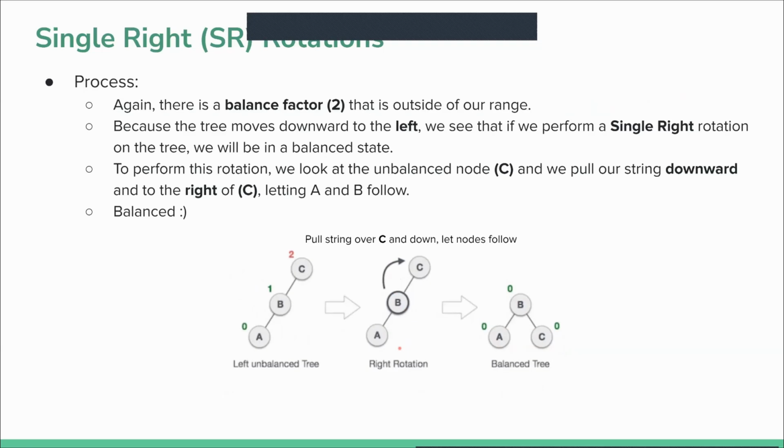Moving on to single right. Again, there's a balance factor of 2 outside of our range. Our unbalanced tree is actually, as before, where it was down right. I sound like I'm talking about cheat codes for a video game. This one is down left.